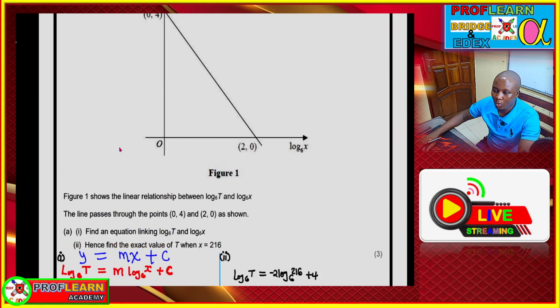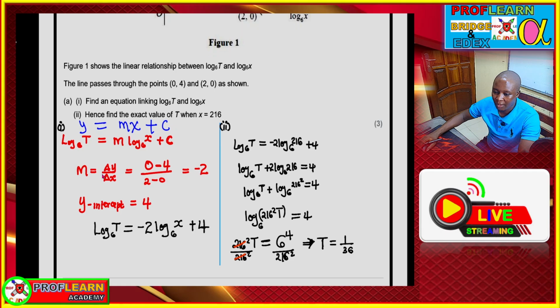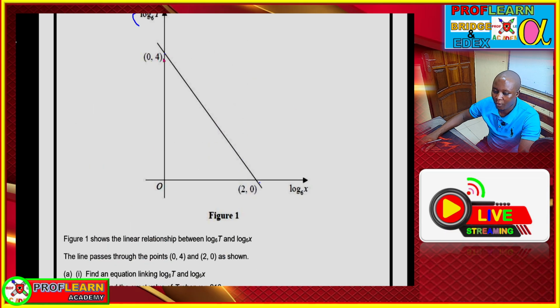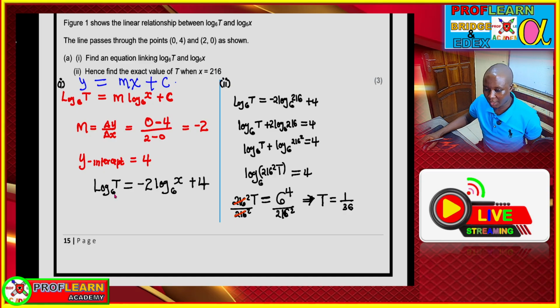m is the gradient, so we can use these 2 points to find the gradient of that line, and the gradient is going to be -2, and the y-intercept is c, which we can see here is actually 4. Then if we write that equation, it becomes log t base 6 equals -2, because it's the gradient, it takes the space of m, plus 4.